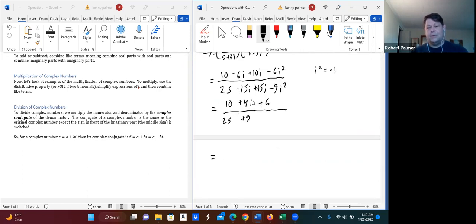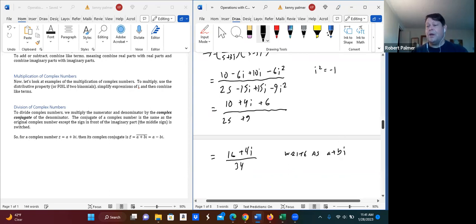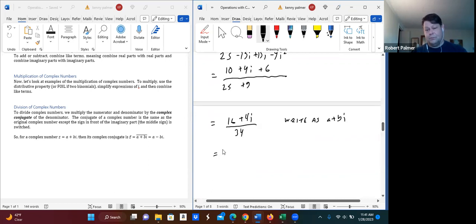Then, once again, combine our like terms in the numerator. So we have 16 plus 4i. And then down here, we have 25 plus 9, and that's going to be 34. And then once again, want to write as a plus bi. So separate this into real and imaginary parts. I have 16 over 34 plus 4 over 34 times i.